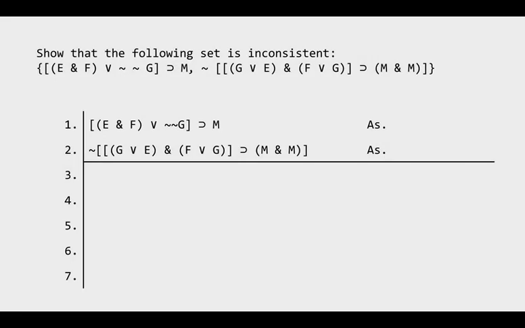Alright, one more here. Last but not least, we have an inconsistency. So we need to prove that this set is inconsistent. How do we do that? Very simple. On the main scope, we have to get a contradiction. So essentially what you're looking for is some sentence Q and its negation.